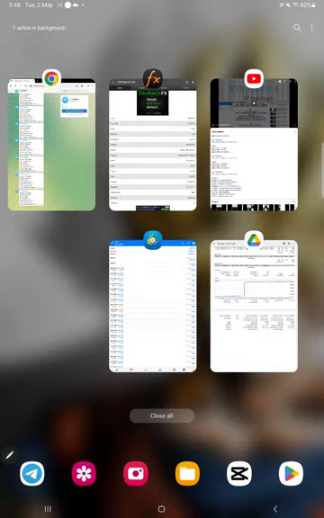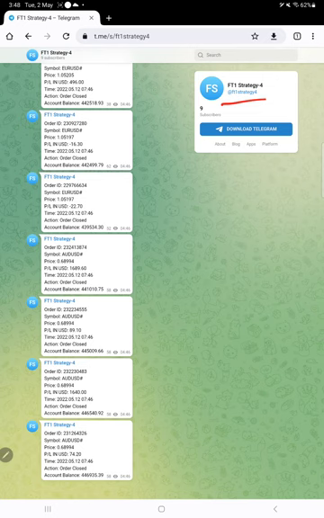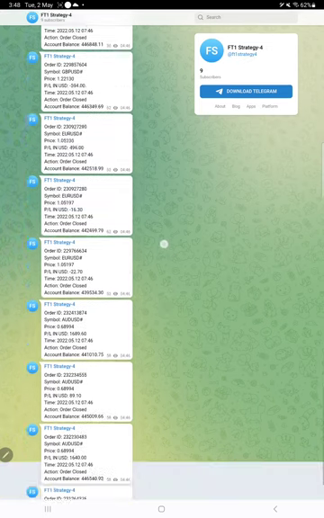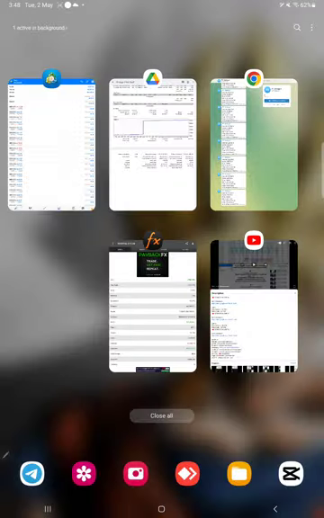And this is the Telegram channel of this strategy, where all the entries and exits are automatically recorded. This is the channel link, @FT1strategy4. If you want to monitor the trades on this strategy closely, you can join this channel, and you can see all the trades recorded live in real time.